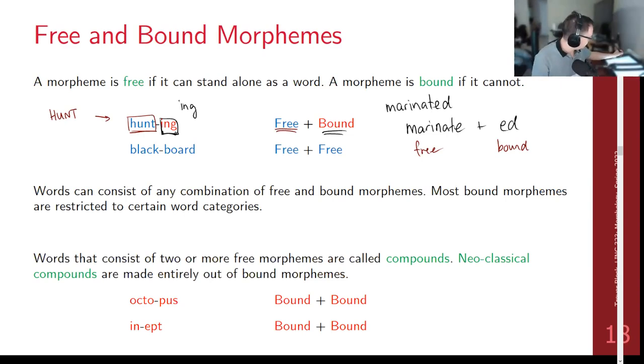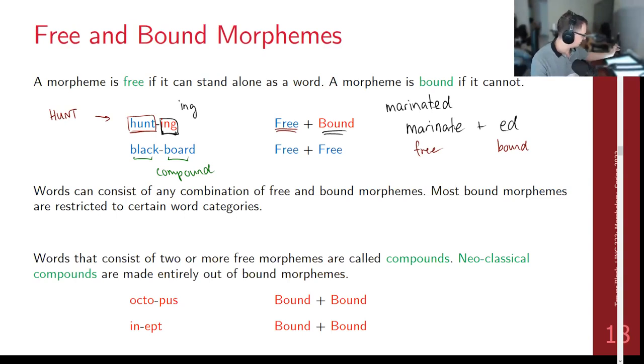Okay, so there's a special word category. If a word consists of, say, two free morphemes, you have a word like blackboard. Black can stand on its own and board can stand on its own. That's called a compound. So a compound has just two or more free morphemes. We won't talk about compounds much in this lecture or the next one because we have a whole lecture set dedicated to compounds. So I'll just point that out. But I will also point out some words that consist of just bound morphemes.